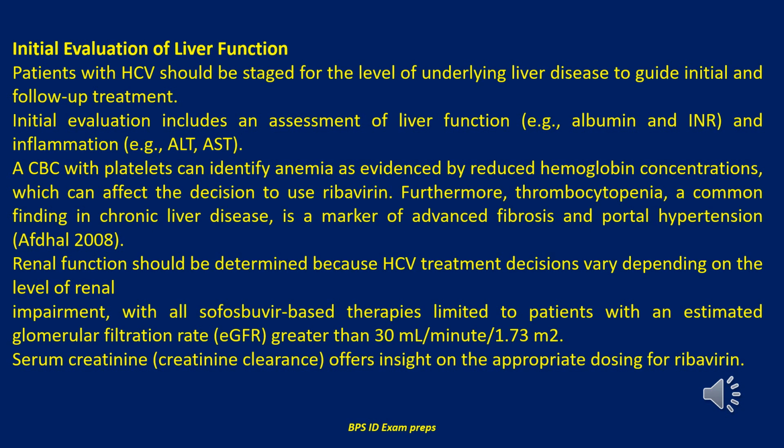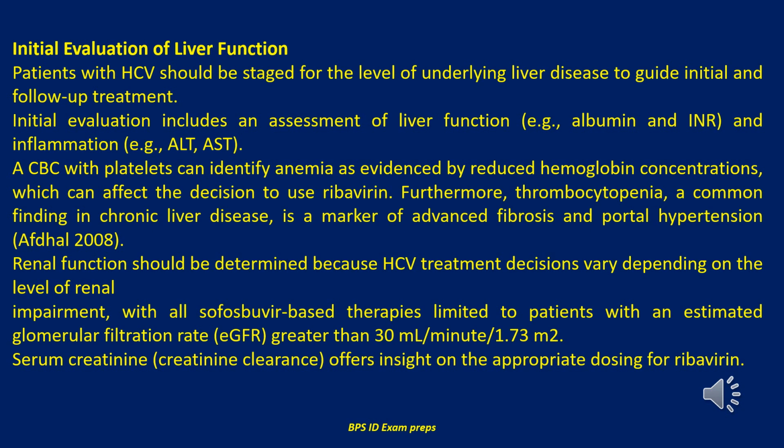Next we will discuss the initial evaluation of liver function. Patients with HCV should be staged for the level of underlying liver disease to guide initial and follow-up treatment. Initial evaluation includes an assessment of liver function, e.g., albumin and INR, and inflammation, e.g., ALT and AST. A CBC with platelets can identify anemia as evidenced by reduced hemoglobin concentrations, which can affect the decision to use ribavirin. Furthermore, thrombocytopenia, a common finding in chronic liver disease, is a marker of advanced fibrosis and portal hypertension, according to Afdal 2008.